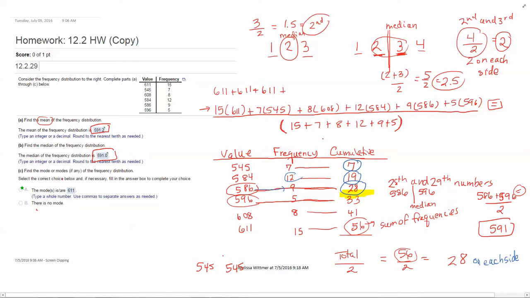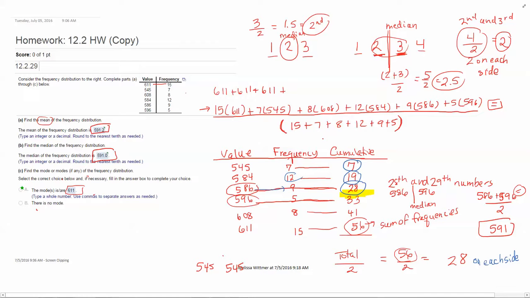Finally, let's find the mode, if we have any. So the mode is the number that repeats most often. Now from this table, it's easy to calculate the mode. You're just looking for the highest frequency because these are all repeating numbers, and the number that repeats most often is 611. So 611 is the mode.